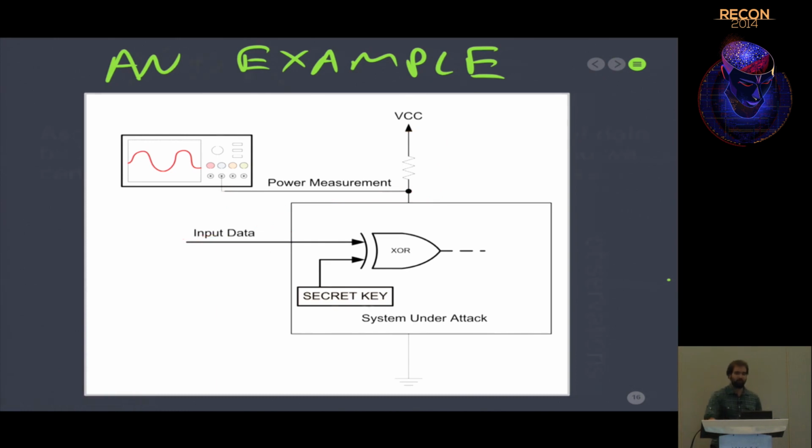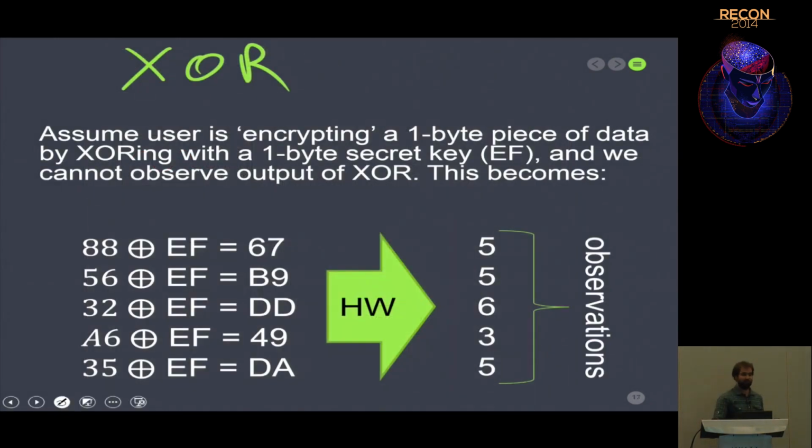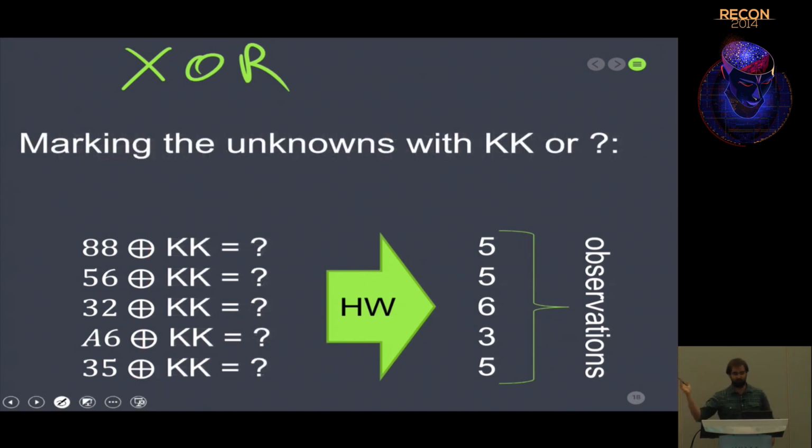So next we'll send in just a bunch of random data. On the left side here, I'm showing you that I just sent it 88 and then XORed it with a secret key. And of course, I don't know the secret key. So really what it looks like is this: 88, and it did something with it.